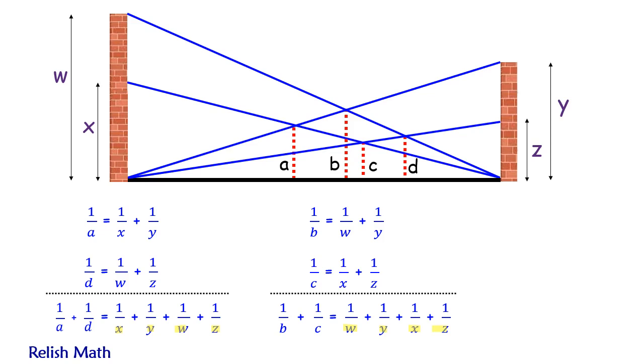So if RHS is same, then LHS will also be equal. And from here we are getting that 1 upon A plus 1 upon D is equal to 1 upon B plus 1 upon C. Here A and D are the extremities of heights and B and C are the heights at the center points where the ladders are crossing. And this is what is your double cross ladder theorem.